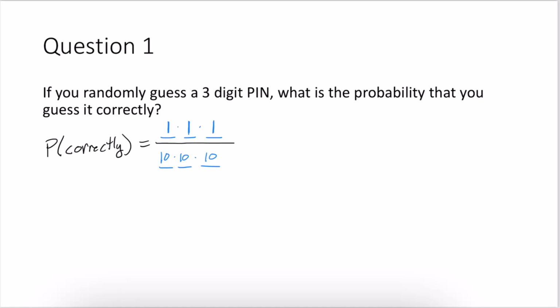And so the number of ways that you can guess the PIN correctly is just 1 times 1 times 1, while the total is 10 times 10 times 10, which will be 1,000 different ways that you could guess the PIN. And so the probability of guessing this PIN correctly is going to be 1 out of 1,000, which written as a decimal is 0.001. And so that would be the answer to question 1.